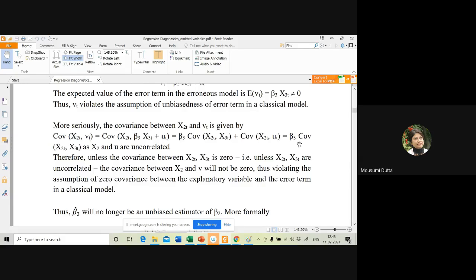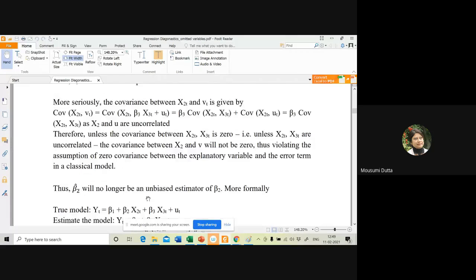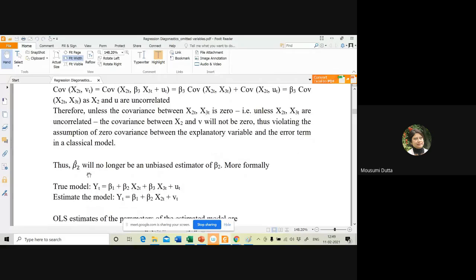Okay. So unless covariance between x2t and x3t is equal to 0, that is, no relation between x2t and x3t, we will not be able to establish covariance x2t Vt is equal to 0. So unless the covariance between x2t, x3t is 0, that is, unless x2t, x3t are uncorrelated, the covariance between x2 and v will not be 0, thus violating the assumption of 0 covariance between explanatory variable and the error term in the classical model. Thus beta 2 hat will no longer be an unbiased estimator of beta 2.